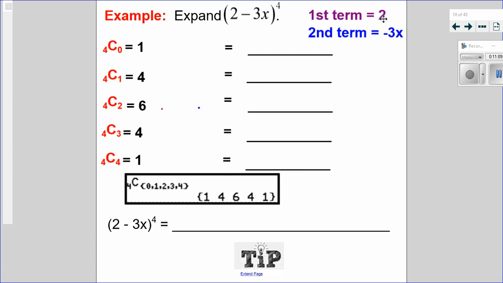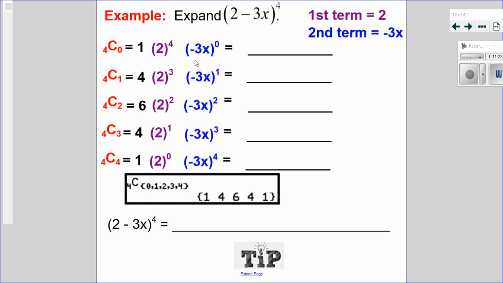So my first term is 2. I'm going to take 2 and raise it to my exponent, decreasing by 1 each time until I get 0. My second term is negative 3x. Now we want to really pay attention to the signs, so put everything in brackets. Negative 3x to the 0, 1, 2, 3, and 4. Okay, so looking at this, we just have to figure out what each of these are and multiply them.